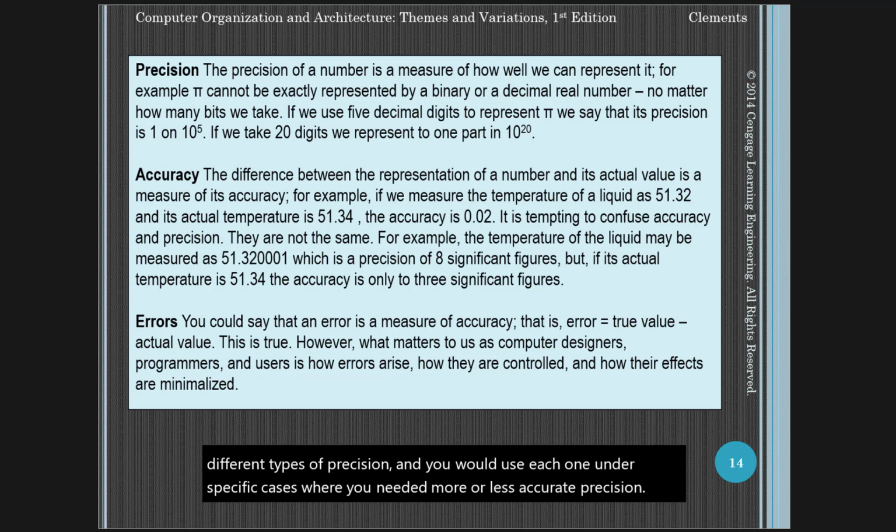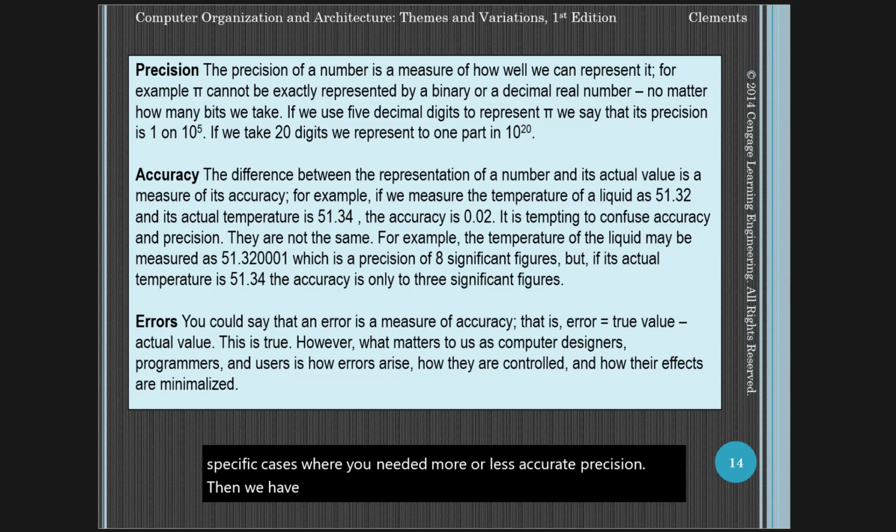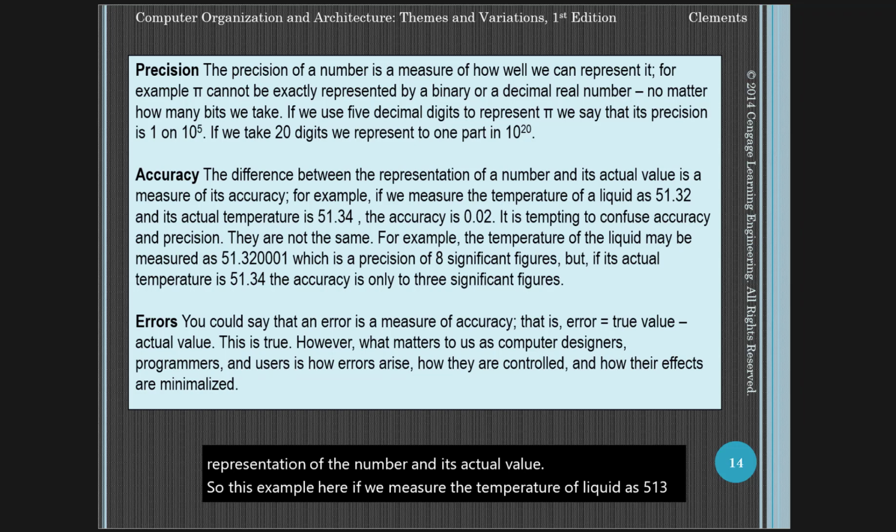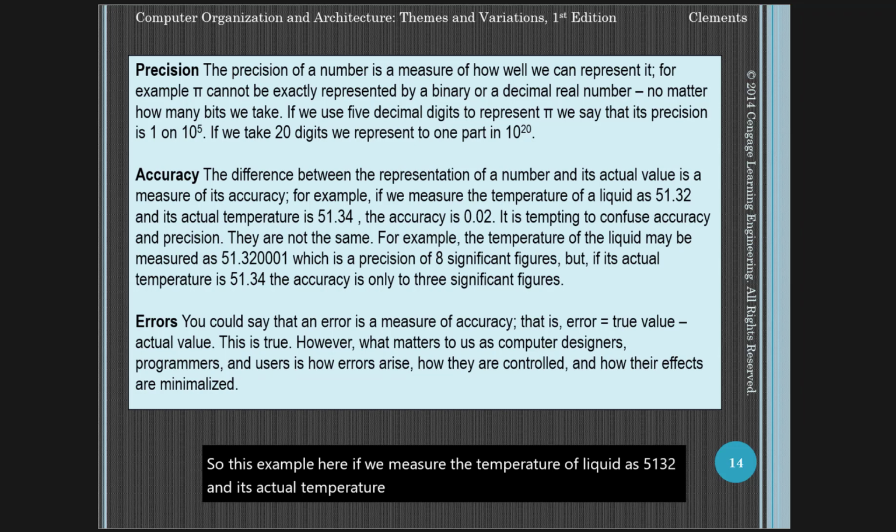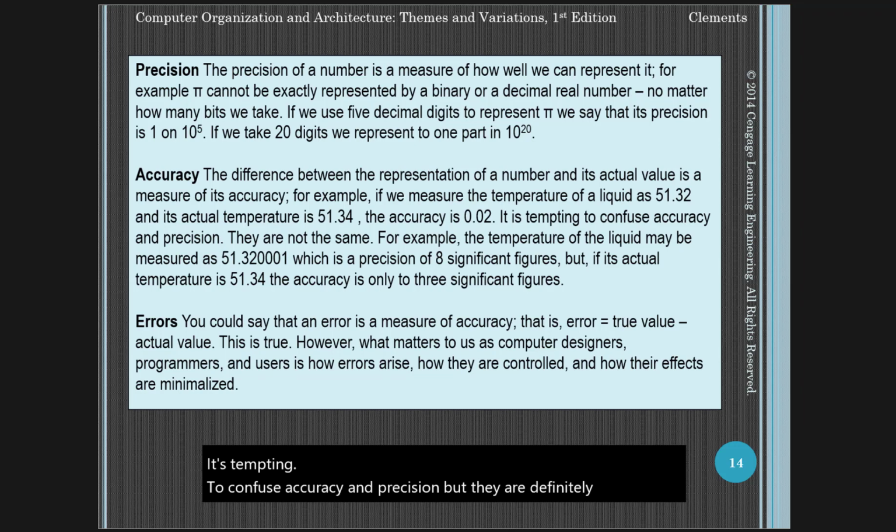Then we have accuracy, which is the difference between the representation of the number and its actual value. So in this example here, if we measure the temperature of liquid as 51.32 and its actual temperature is 51.34, then the accuracy would be 0.02. It's tempting to confuse accuracy and precision, but they are definitely not the same.